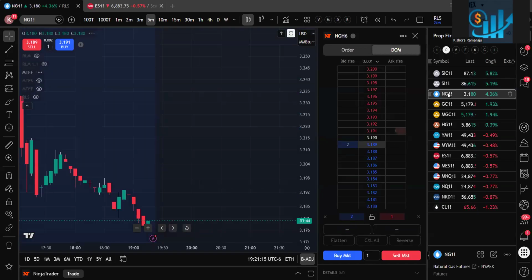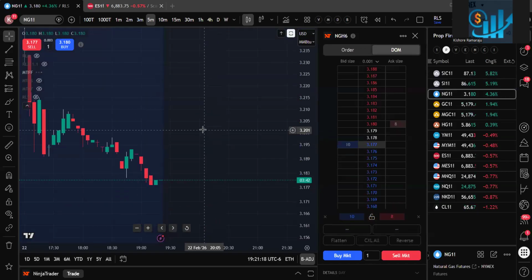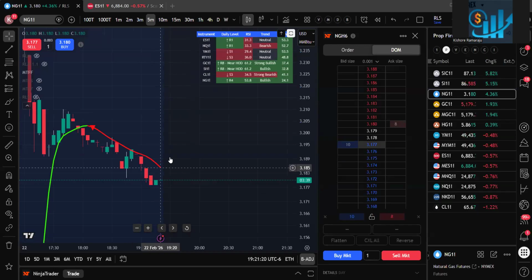So natural gas, if we get a buy signal, if price goes above this T5 line, we can go long again.